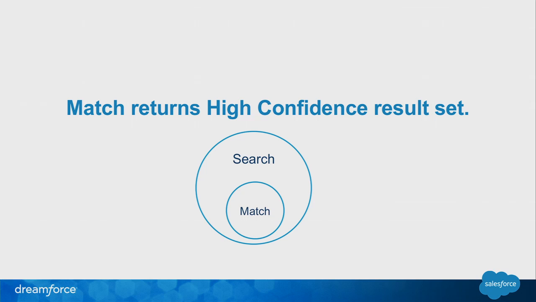So you already have some information. You may already have the account, you might already have the contact. You're trying to find that match against the data set that we have. So you start with something, and then you want to append more to it.